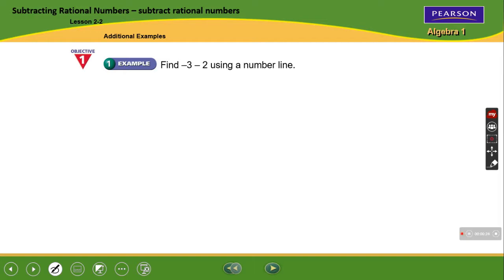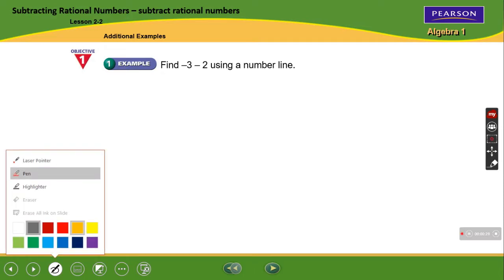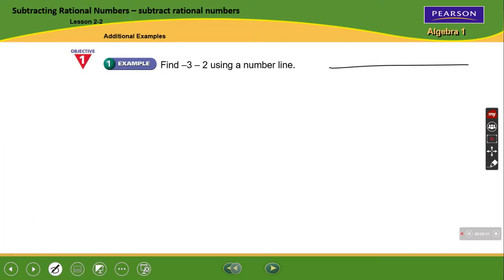So this says find -3 minus 2 on a number line. So let's do that on a number line. So we got a number line. We got 0 here. We got 1, 2, 3, 4. We have -5 here. So the way I think about this, and I think about this with money, this is find -3 minus 2 using a number line. So we'll do that. But I also want you to think about money here.